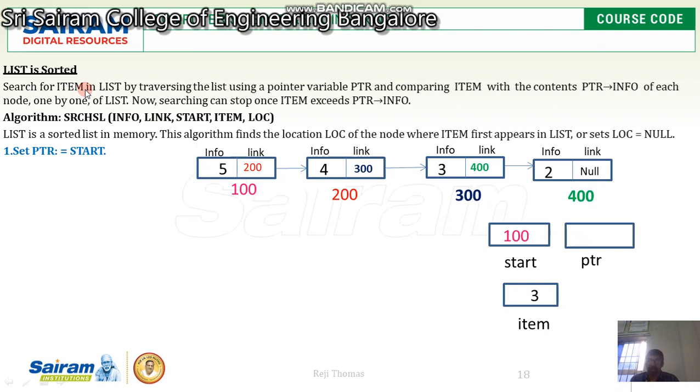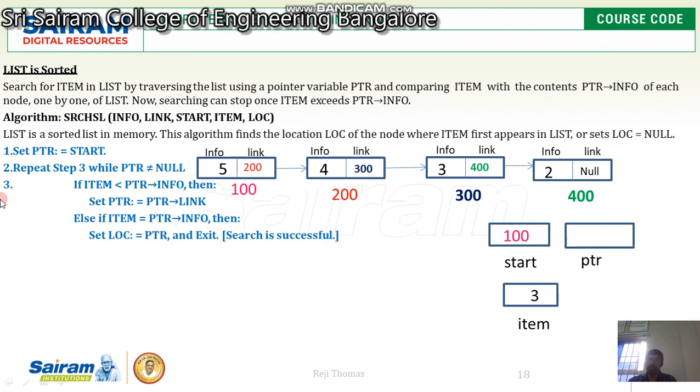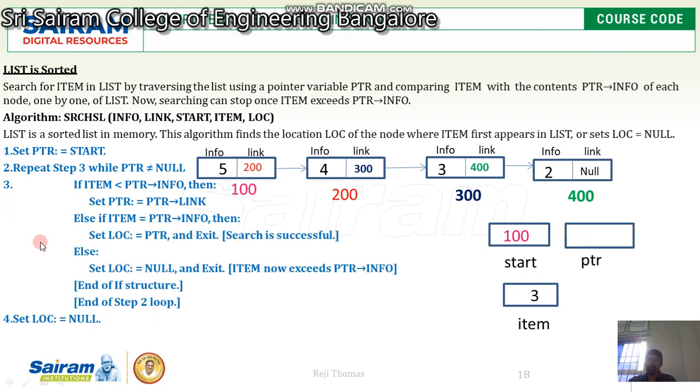The algorithm takes 5 parameters. One is info, which is an array. Link is the second array. Start is a pointer which is pointing to the first node. And we have the item. Item is the variable which contains the item to be searched. And we have taken another variable called LOC. Let us see how we can do this.